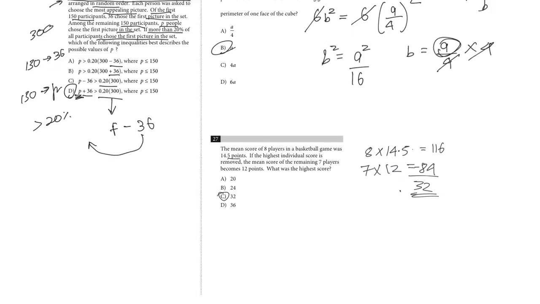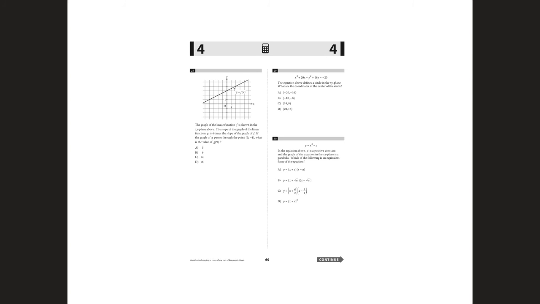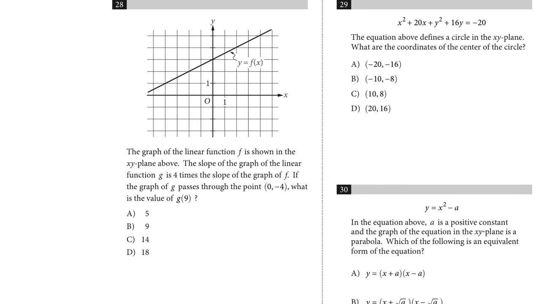Let's move to the next page. Okay, let's go on with the 20th question. The graph of the linear function f is shown in the xy plane. The slope of the graph of the linear function g is... G is a different function. It's 4 times the slope of f of x.